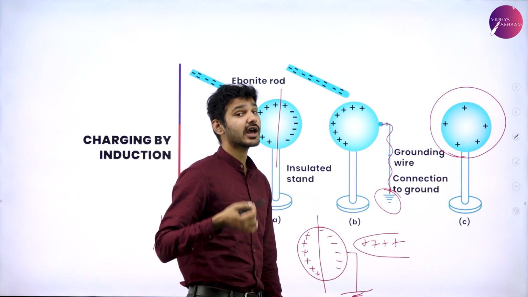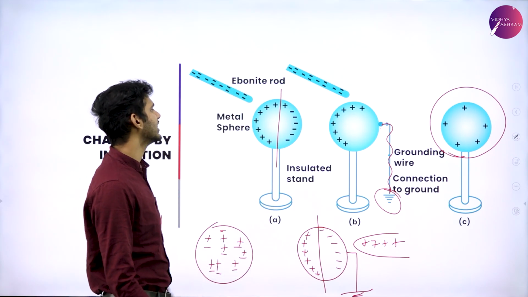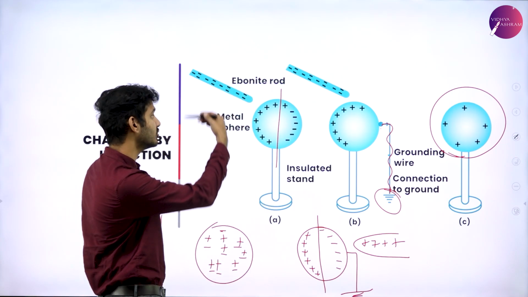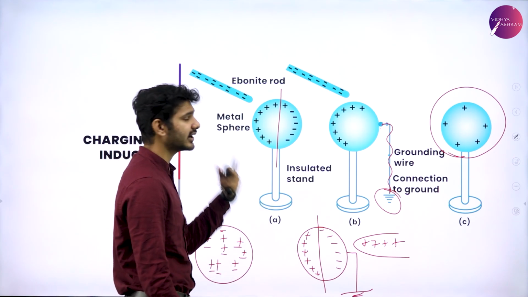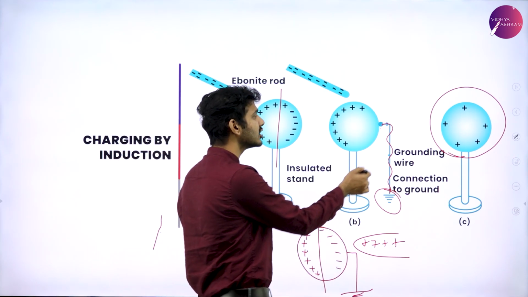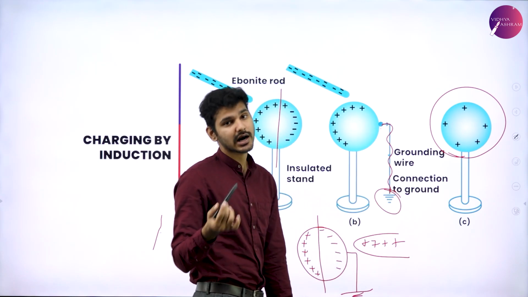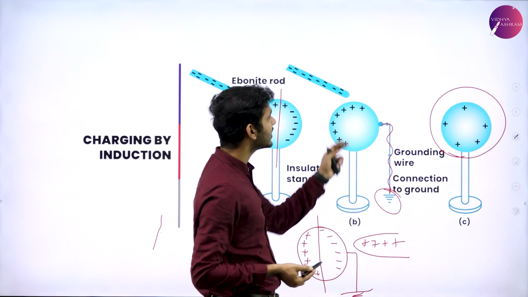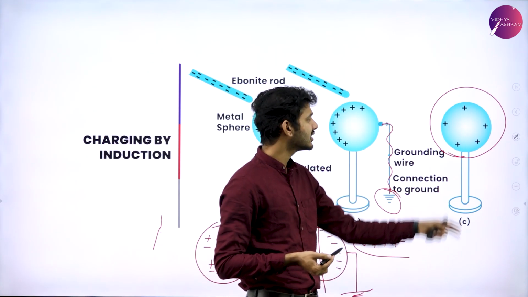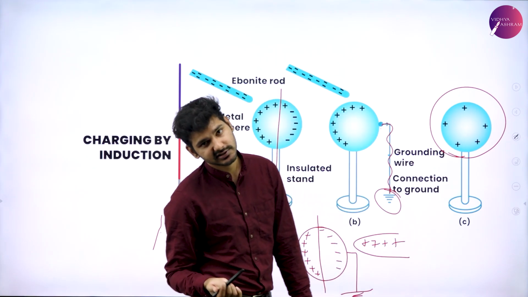And depending on what type of charge you want, you can use it accordingly. If you want negative charges, you bring a positive rod. If you want positive charges on a sphere, you bring a negative rod. And then you connect it to the ground, or you ground it, and the excess charges will be removed. And when you remove the rod away from that, you will have a charged metal sphere.